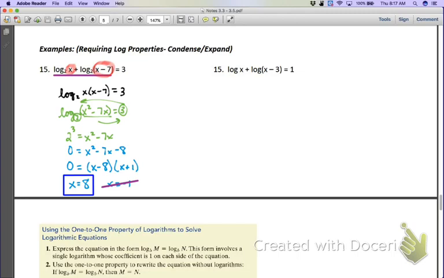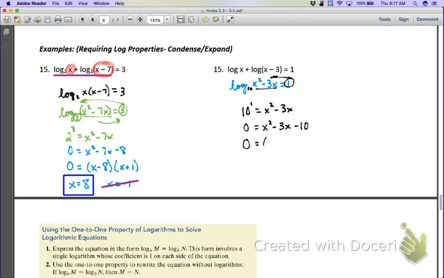Same way on 15, you have log of x plus log of x minus 3 equal to 1. So I'm going to have log of x squared minus 3x equal to 1. Remember, if there's no log listed, it's really log base 10. So 10's my base. 1 comes over. x squared minus 3x. 0 equals x squared minus 3x minus 10.